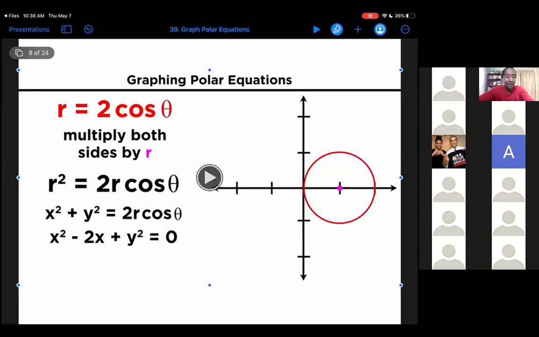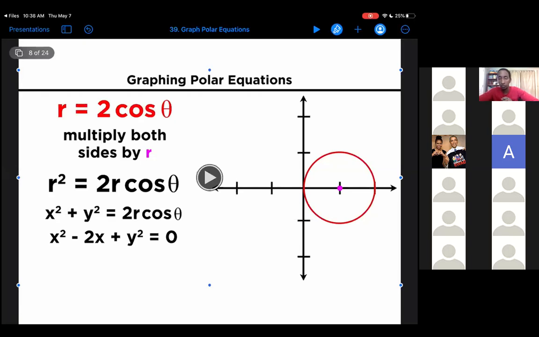Yes, r cosine of theta is x, because the equation is x equals r times cosine of theta when you're converting from rectangular to polar that we talked about last class, right? So r cosine of theta, thank you, Anna, will change to x. So then you have 2x on the right side. And so x squared plus y squared equals 2x. And then you subtract 2x to bring it to the other side.